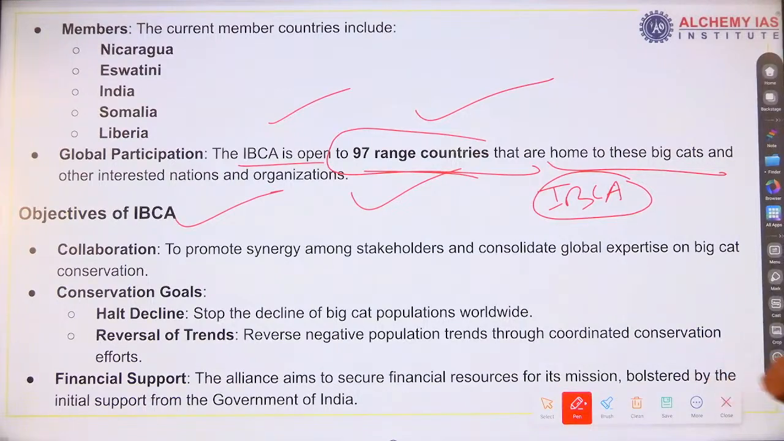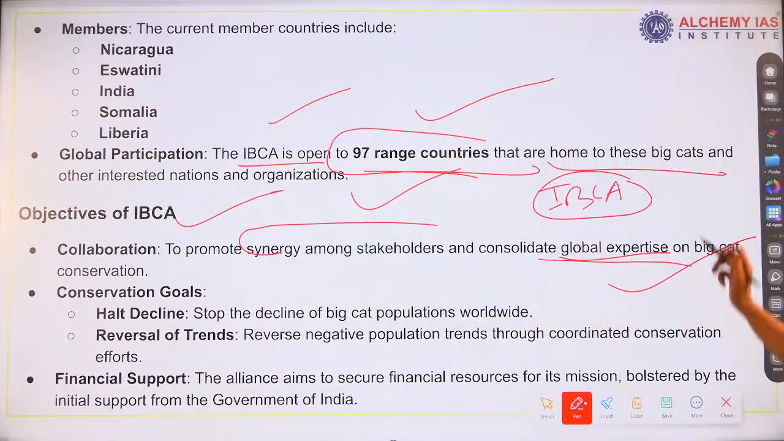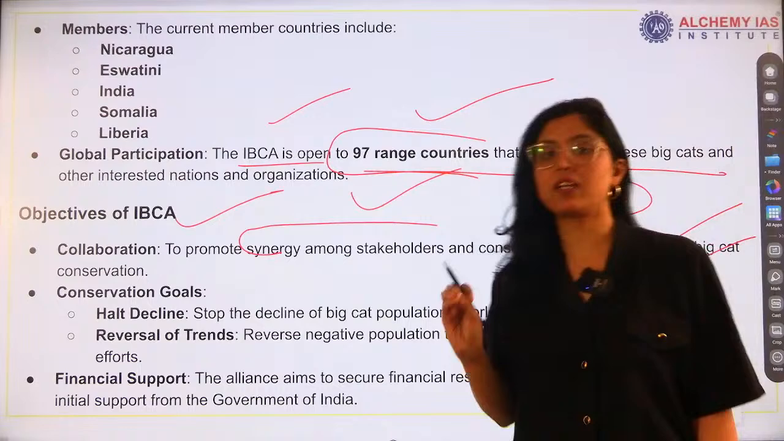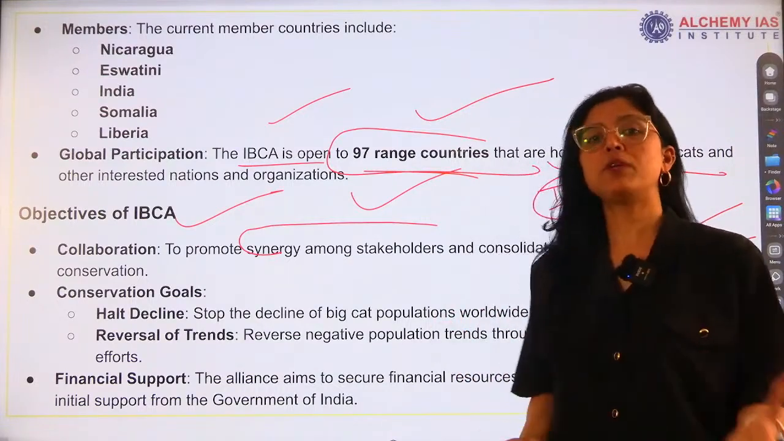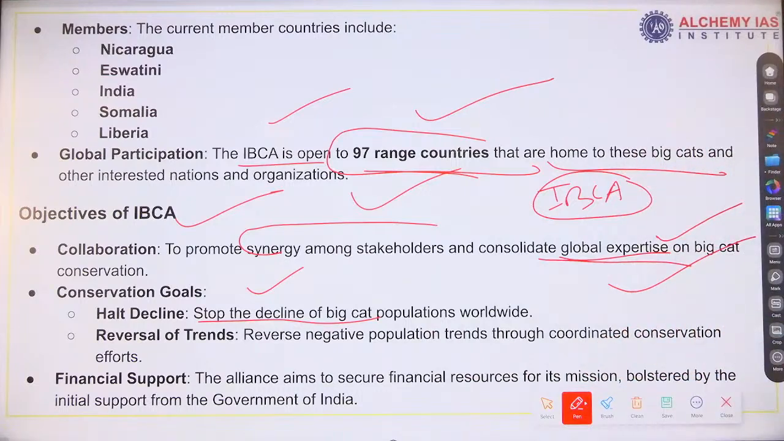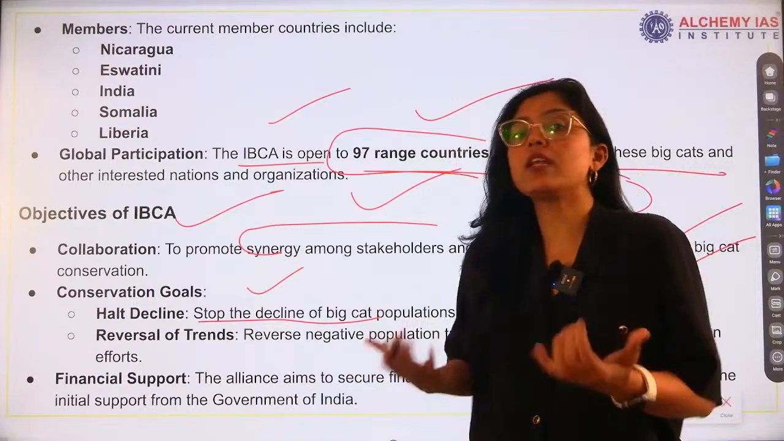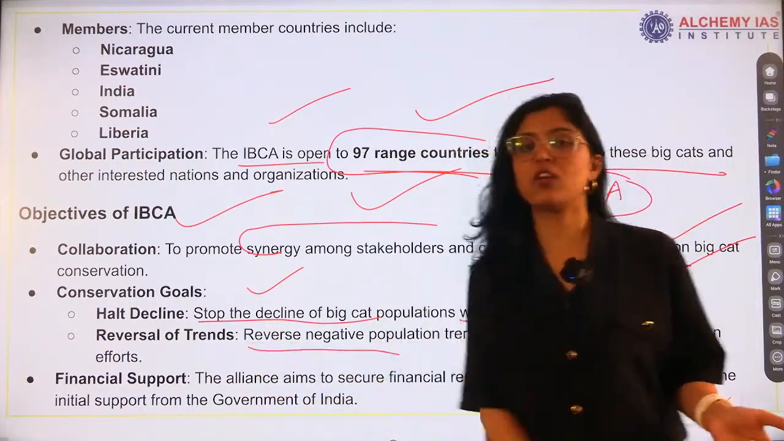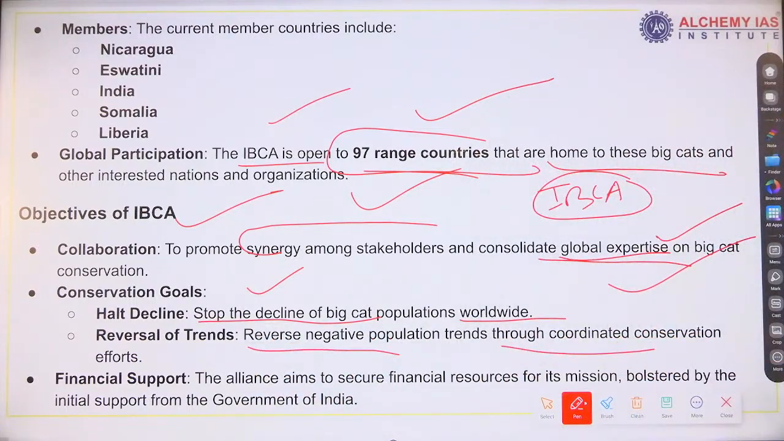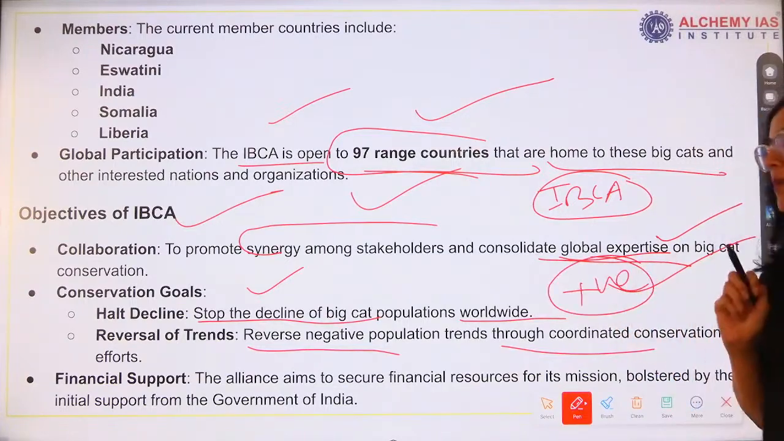Collaboration to promote synergy among stakeholders and consolidate global expertise on big cat conservation. So there should be synergy. First thing. Second is global expertise on big cat conservation. We all have to learn from each other's expertise. Conservation goals: halt the decline, stop the decline of the big cat population worldwide. So we have to stop the decline and increase the numbers. Next is reversal of trends. Reverse the negative population trend into a positive one. So we have to increase their population.